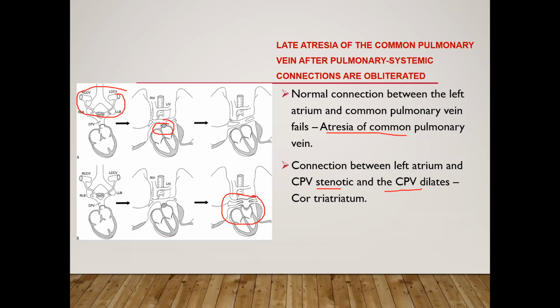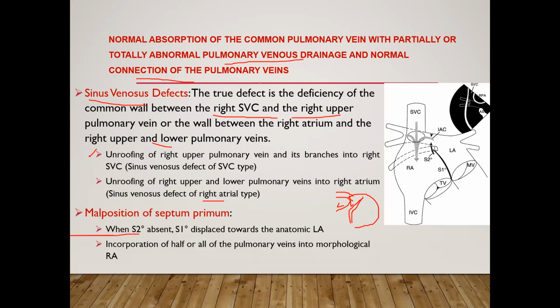If there is late atresia of the common pulmonary vein, where atresia occurs between the systemic and venous system, it will form into two things: atresia of the common pulmonary vein, or cor triatriatum. That is, when the CPV, common pulmonary vein, is stenotic and dilates, it will lead to cor triatriatum. This is another form of anomalous venous drainage, where there is absorption of the common pulmonary vein over time, and pulmonary venous drainage is abnormal with normal connection of the pulmonary veins.